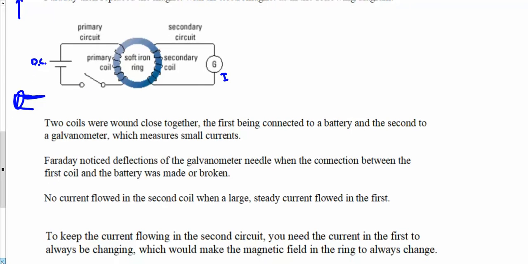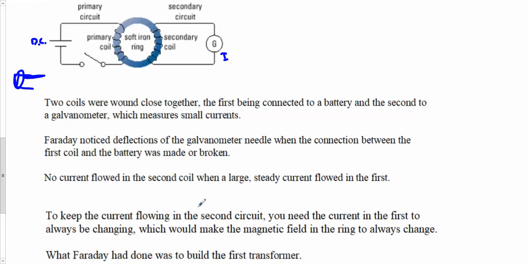If he wanted to keep current flowing in the second circuit, you need current in this circuit to always be changing, which would make the magnetic field in the ring always changing, which would always be making current over here. Magically, for the record, there's no battery over here, yet I'm getting current to flow. So that's why they made a switch to AC current.